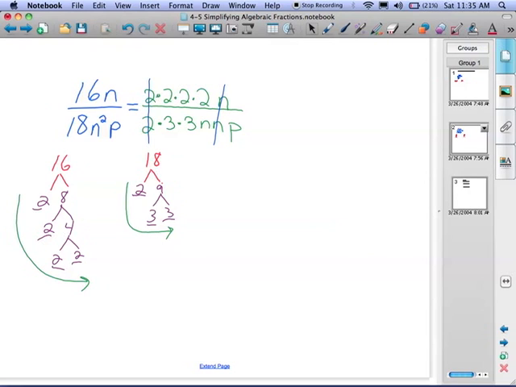At this point, we're going to simplify this algebraic expression, rewriting it as a fraction. On the top, we have 2 times 2 times 2, which is 8. 2 times 2 is 4, times 2 is 8. And on the bottom, we have 3 times 3 times n times p. 3 times 3 is 9. N and p don't do us any good, so we'll just have them there. So we've just simplified 16n over 18n squared p into its simplest form, 8 over 9np. This is the most economical way of doing this process.